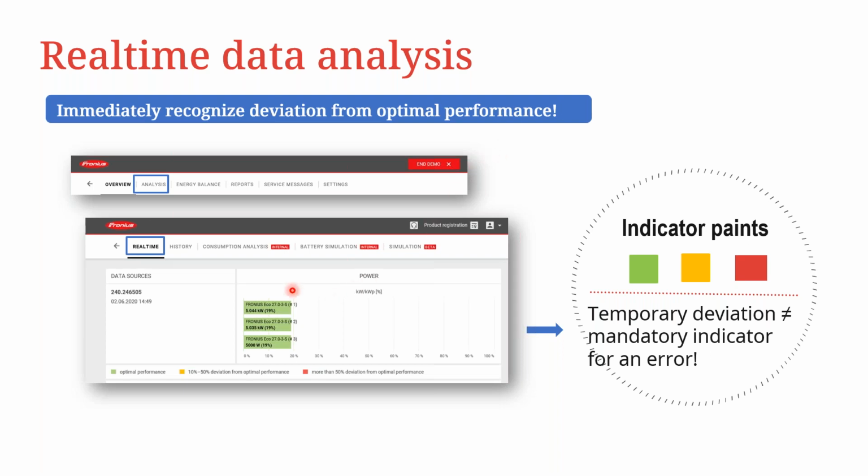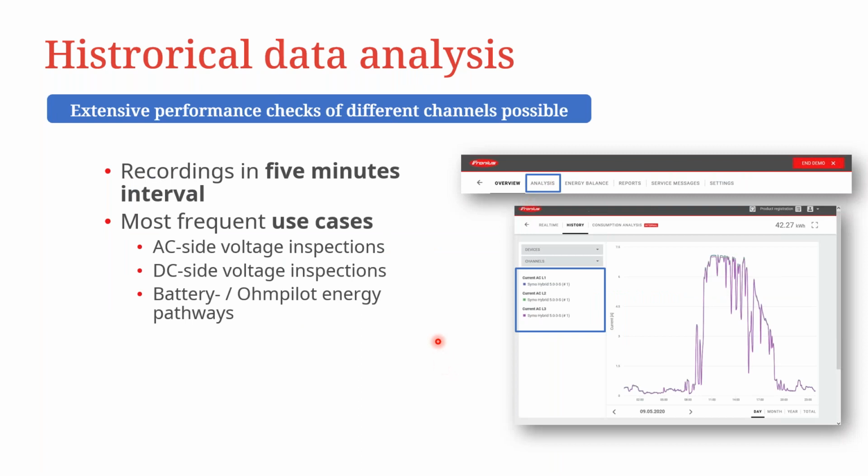If the deviation is due to things like shading, then you have to go to site and make sure that the modules are cleaned. That would not necessarily mean that the inverter is faulty or even that the modules are faulty. If you do notice that you have more than 50% deviation, this is something that would necessitate you as an installer to go to site and have a look at why there is such a big deviation from optimal performance.